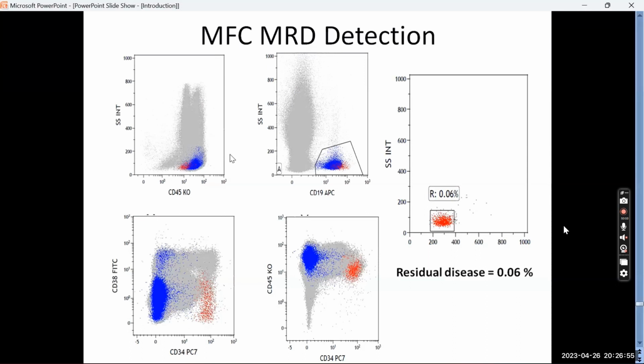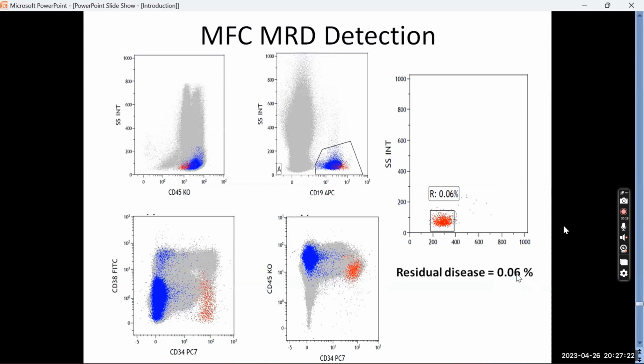We did flow for MRD detection, and when you are doing MRD, you need to acquire a large number of events. High acquisition has to be done. For diagnosis, if it is 50,000 or 1 lakh, it's fine. But when you're doing MRD, you need to acquire a minimum of 1.5 million events. So we acquired and found that the residual disease is positive, which is 0.06%. Okay, now this is MRD positive. Still you can find the residual disease there in the marrow.